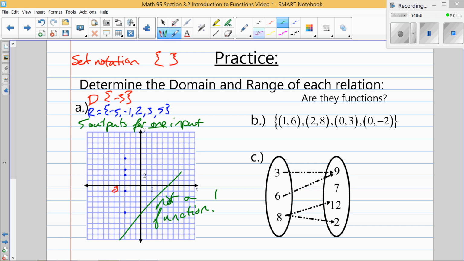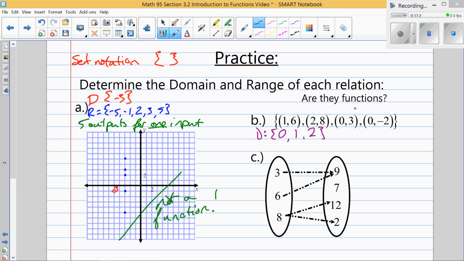For part B, as I look at this, I want to look at my input values. For my domain, again, I want to start with the smallest input value, and I've got a 1, a 2, a 0, and a 0, so I start with a 0. I have a second 0, I don't need to write it again. And then I'm going to write my 1, and then my 2. Again, I use the squiggle brackets because I don't have any information about what's happening between 0 and 1 and 1 and 2.